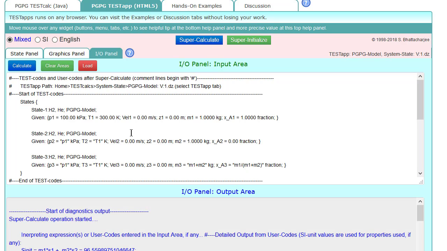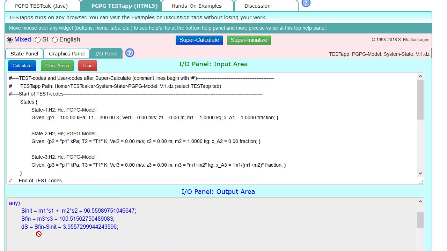It brings you straight to the I/O panel, and you can see down here in the output area, it automatically recalculated the change in entropy, which is now 3.95.